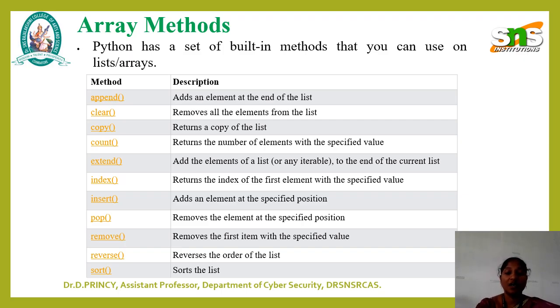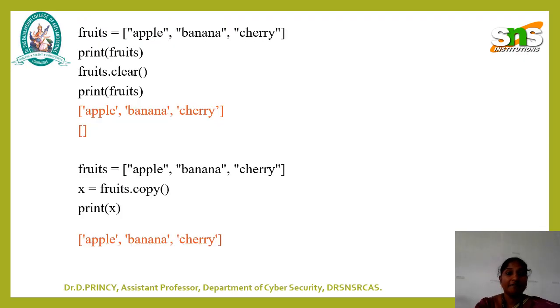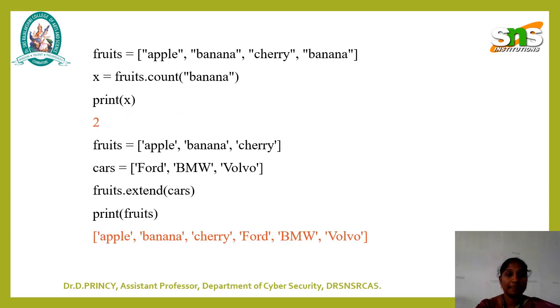Reverse reverses the order of the elements. Sort is used to sort the elements in either ascending or descending order. For example, fruits.clear removes all the elements. The result of that array is empty. fruits.copy, I store in x. The x contains the same values as the array.